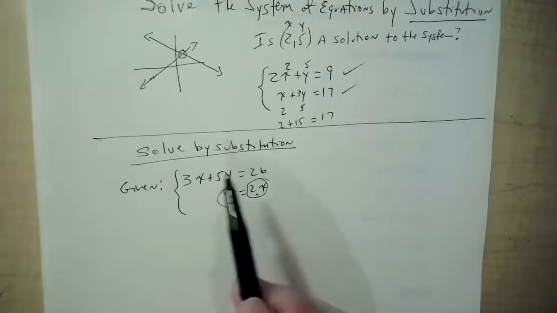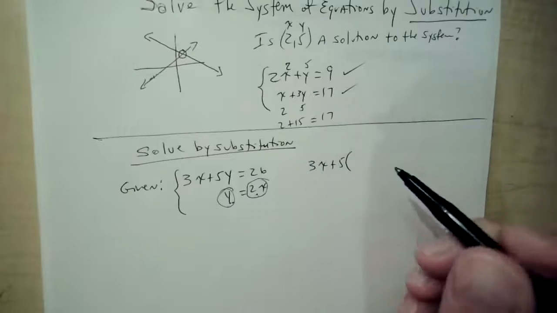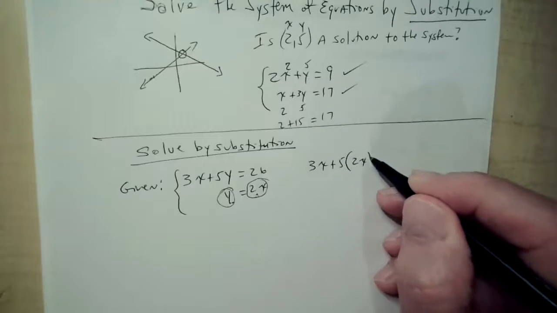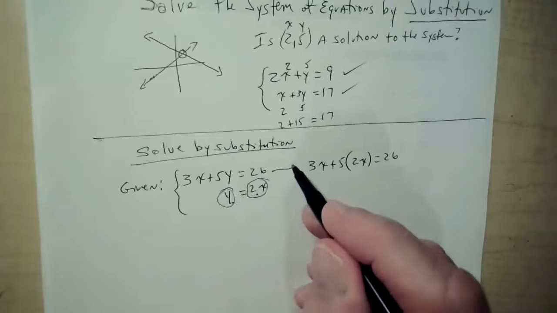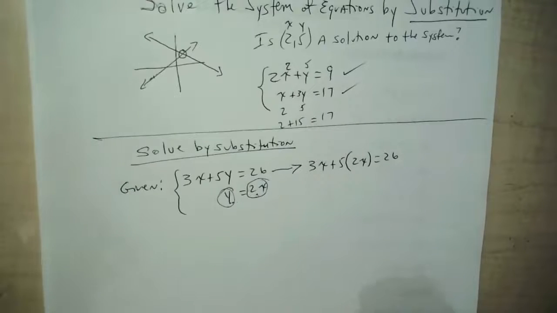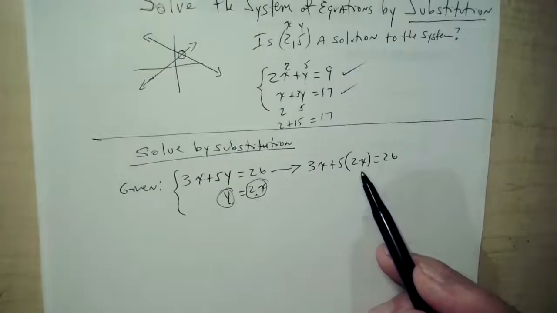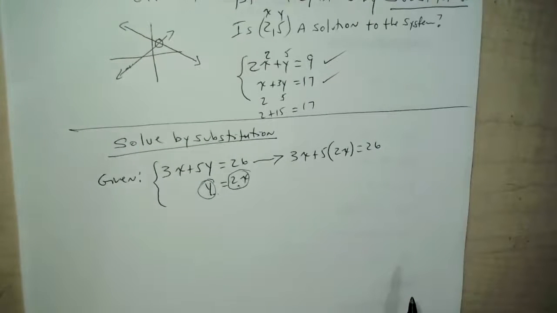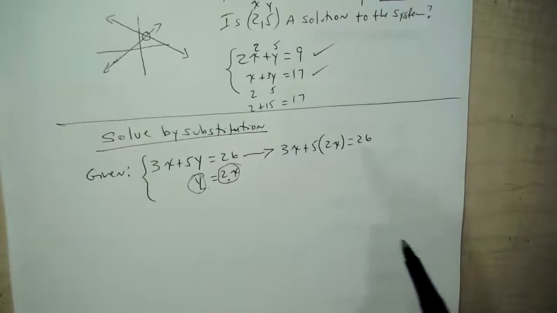So in the other equation, we have 3x plus 5 times y. But y is 2x, equals 26. Okay, now we have one variable, an x here and an x here. So when you get to this part right here, it looks kind of confusing. But if you just ask yourself, what can I do? What is possible to do?